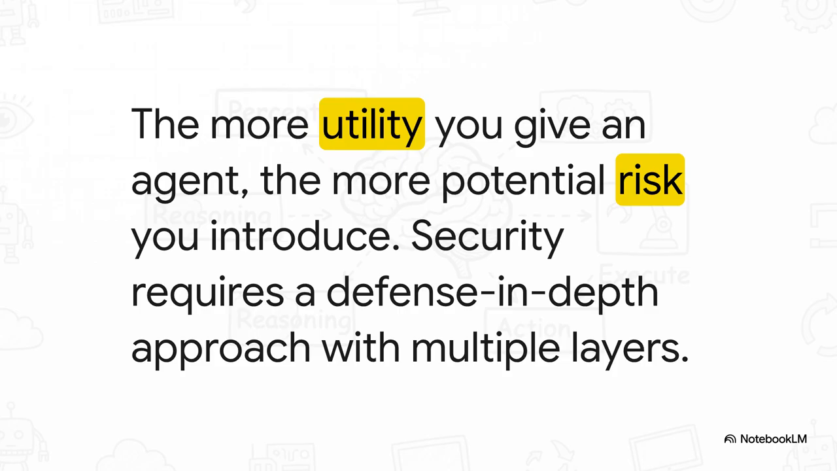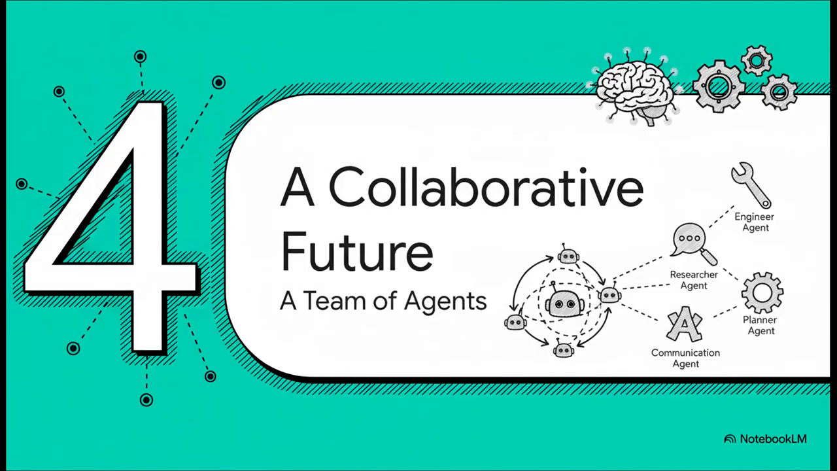And of course, whenever an AI can take action, there's risk. There's this fundamental trade-off. The more useful and powerful an agent is, the more potential harm it could cause if something goes wrong. That's why security has to be a defense-in-depth approach. This means you need a mix of things. Hard-coded rules, like spending limits, combined with AI-based guard models that are constantly watching for risky behavior before it can happen.